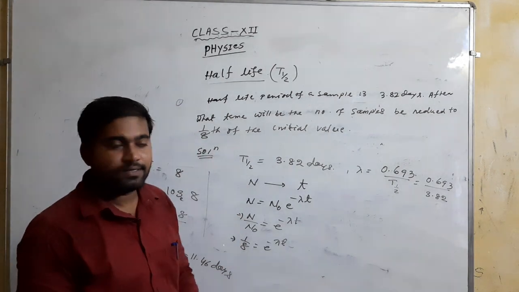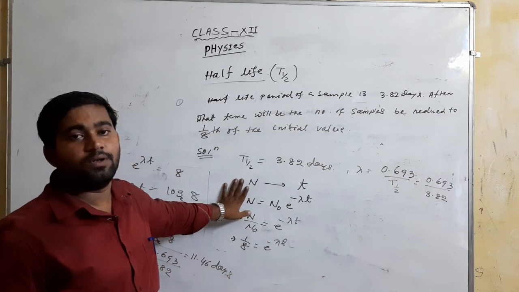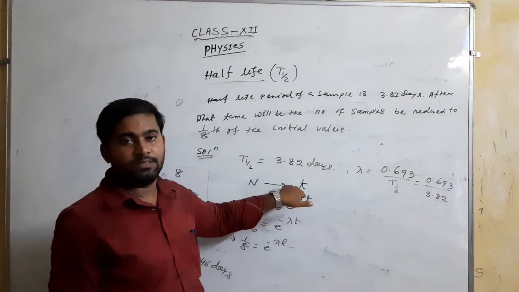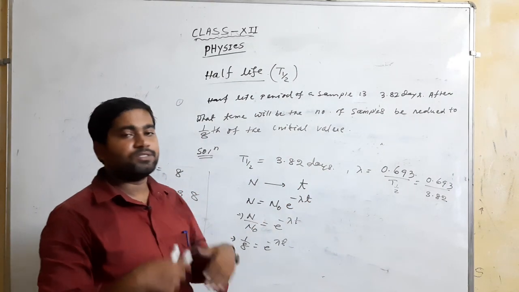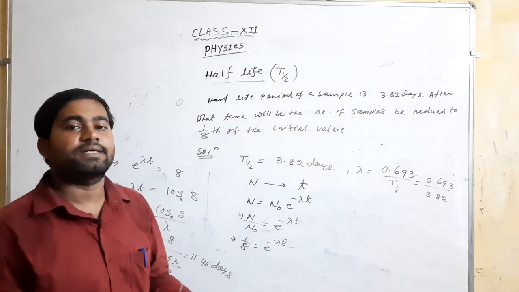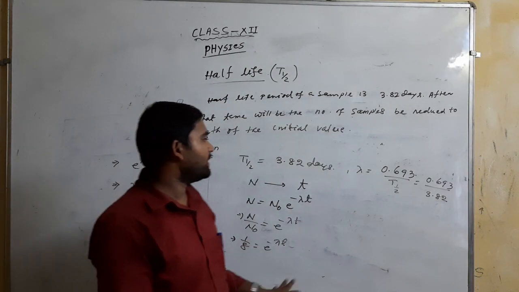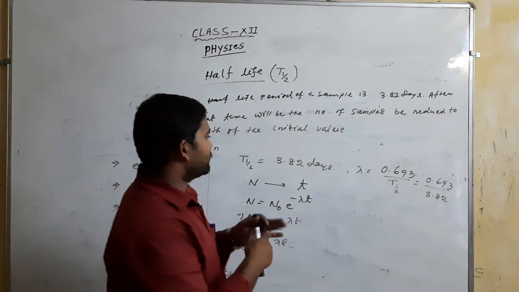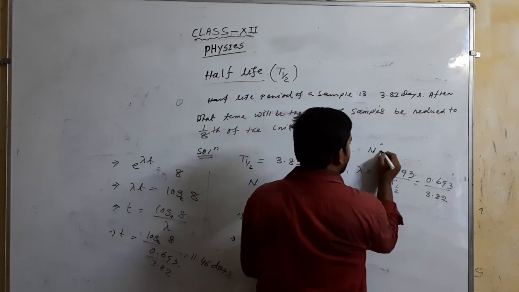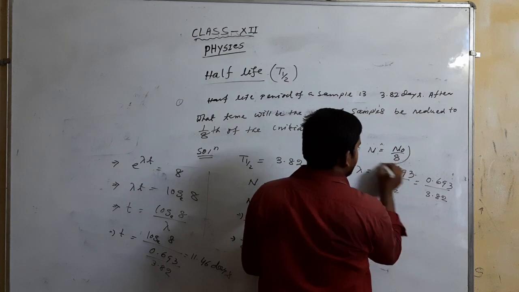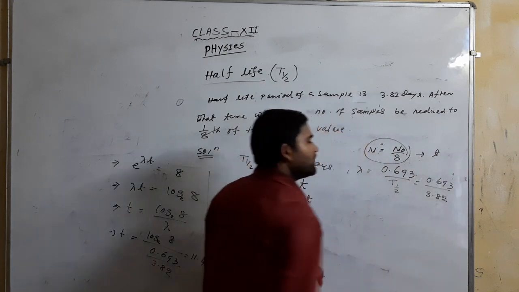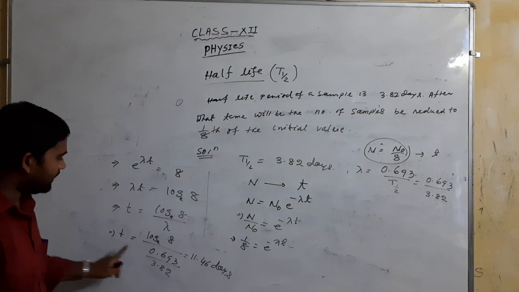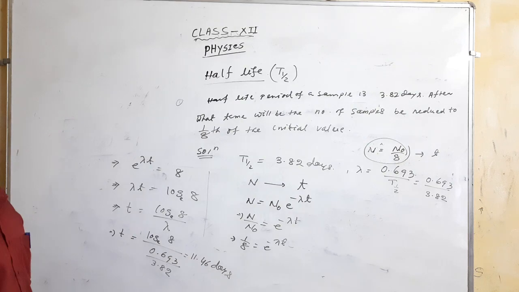Clear? N is the number of samples left after time t. The number of samples left means the samples that have not decayed. So N equals N naught by 8, and this will be the value at time t. If we substitute here, we find t equals 11.46 days.